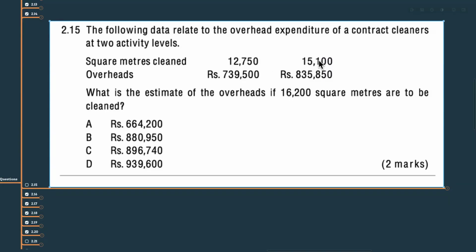So what is the highest activity level here? I just want to check what knowledge you are getting from my lecture. What is the highest activity level here from the square meters cleaned? There are two numbers, 12,750 and 15,100. What is the highest here? What is the highest here, guys?